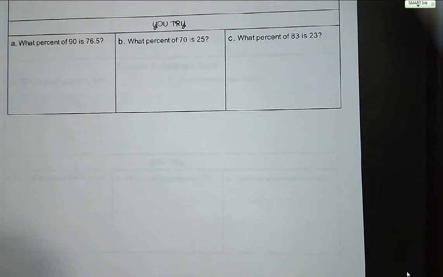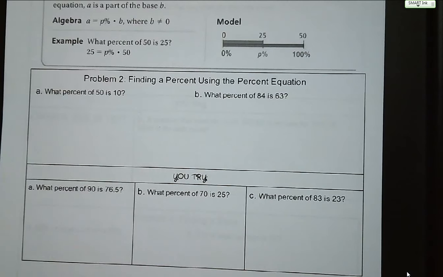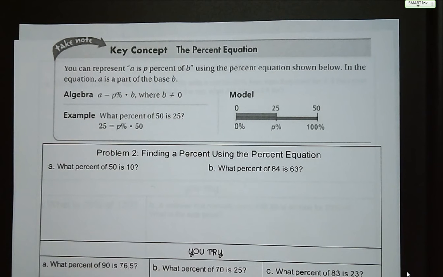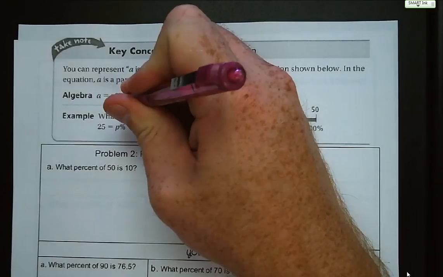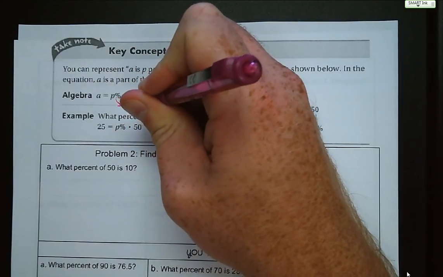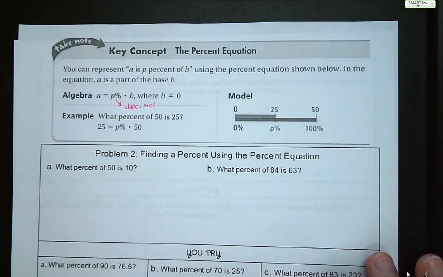Moving on, we have problem 2, which is dealing with the percent equation. All right, now you can represent A as a percent of B using the percent equation shown below. One of the key things to note on this is your percentage is written as a decimal.